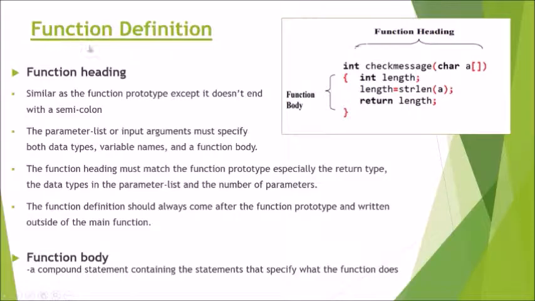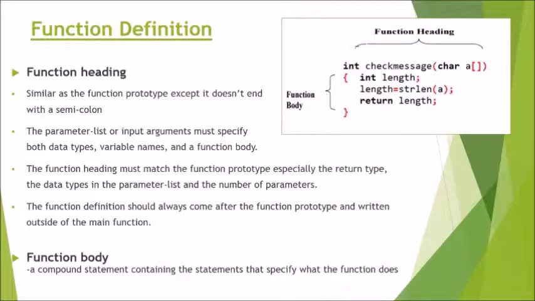Now we go to the next one, function definition. We can see from this picture that this one is the function heading and the inside one is the function body. The function heading is similar to the function prototype, except it does not end with a semicolon. The parameter list of input arguments must specify both the data types and variable names.